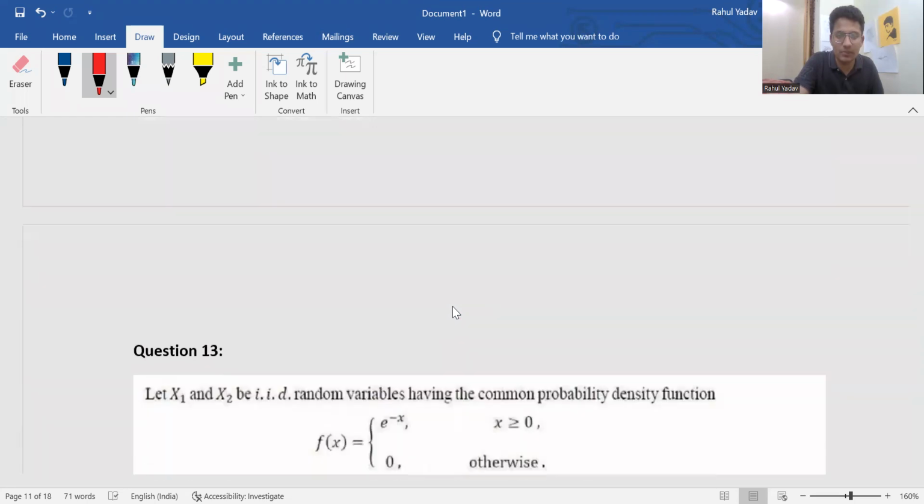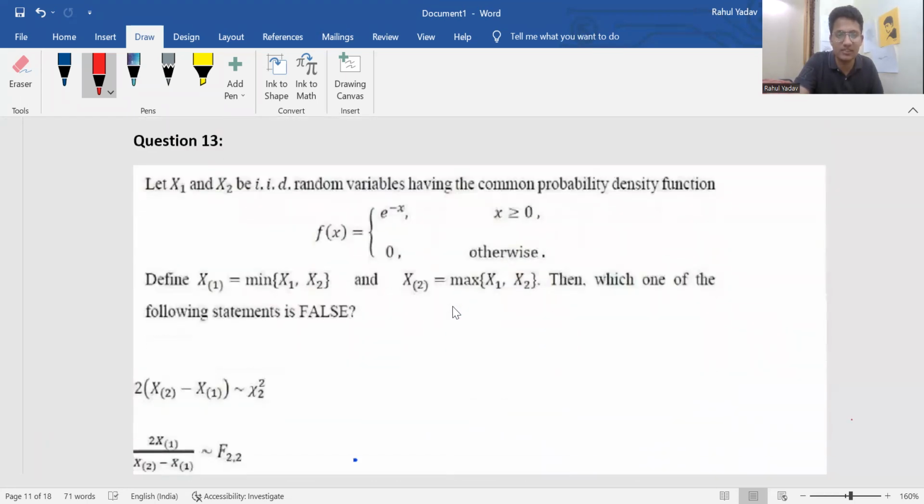So if I go to problem number 13, this is a problem that I can see. We are given two observations. They are IID random variables from a common probability density function. What is this function? I can see the PDF is basically for exponential 1. Then it says x1 is the minimum, x2 is the maximum. We have only two observations, one is the minimum value and the other is the maximum. Then which of the following statements is false?